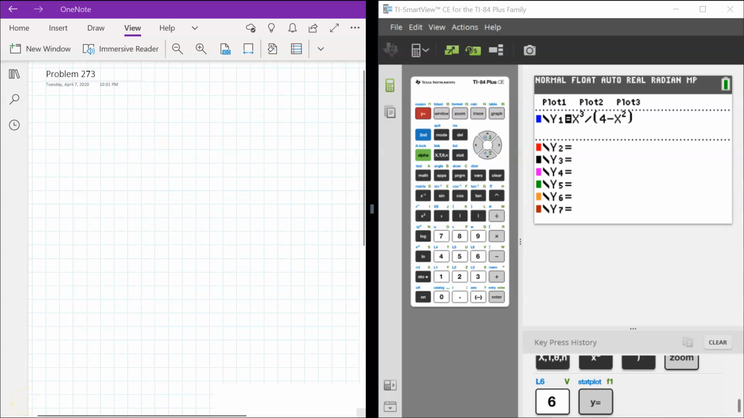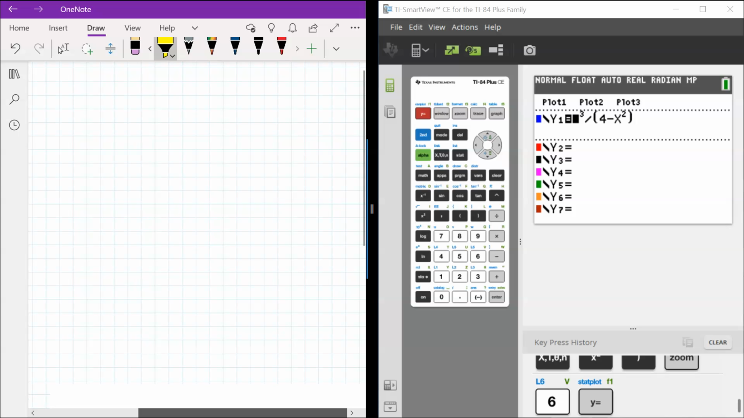Alright, we are in section 4.6 and we are looking at limits at infinity and infinite limits. This is problem 273 and the problem has f of x equaling x cubed over 4 minus x squared.